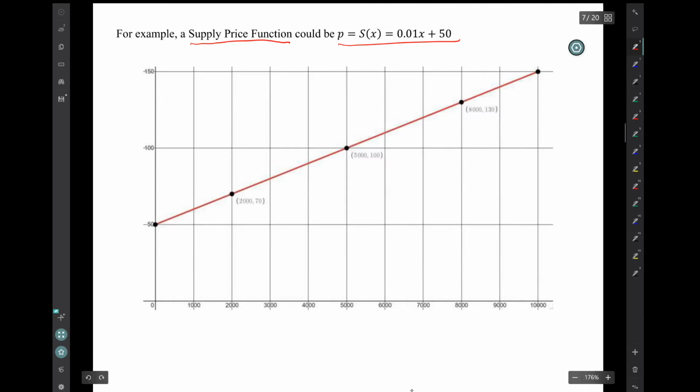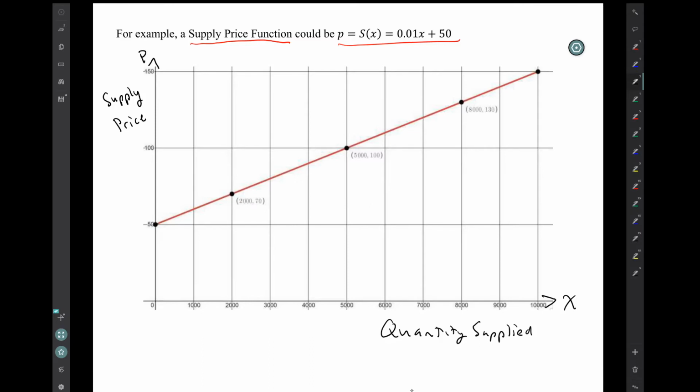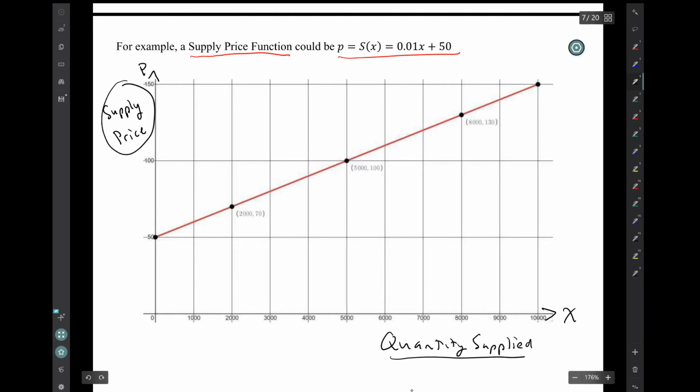So in this graph, we have the quantity supplied on the horizontal axis, and on the vertical axis, we have the supply price. So notice that it's the same variables that we used previously for the demand price. We had the X for the quantity demanded and the variable P for the demand price. Now we use those exact same variables, X and P, but we use them to mean different things. This is the quantity that producers are willing to supply, and this is the price that's necessary for them to be willing to supply that quantity.